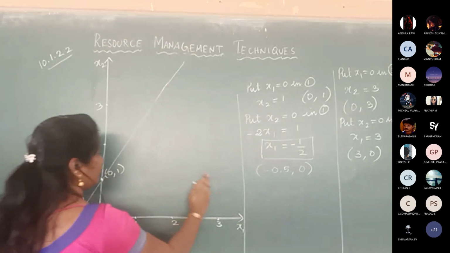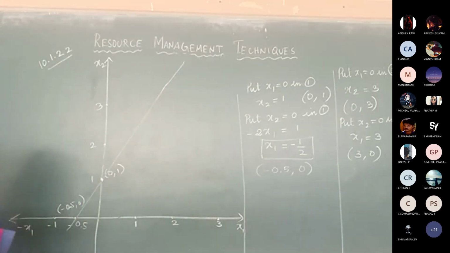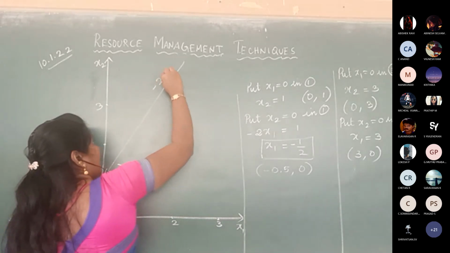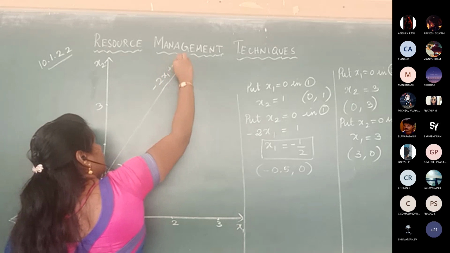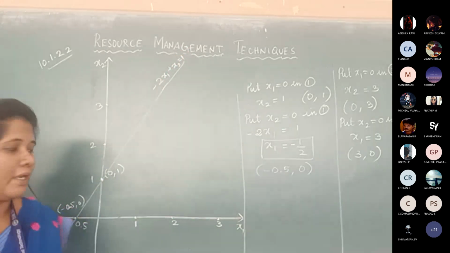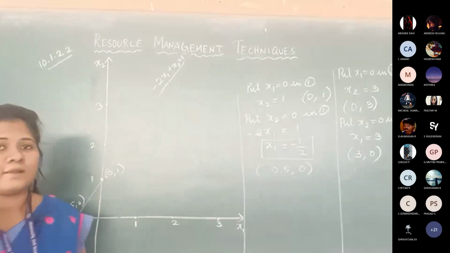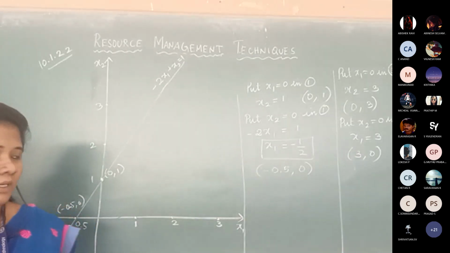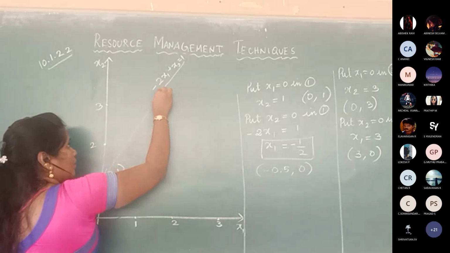Write immediately what the equation for this is. What was your first equation? Your equation was minus 2x1 plus x2 is equal to 1. Immediately you have to write that equation. As soon as you draw the line, write down that equation. So this will be your first equation line.